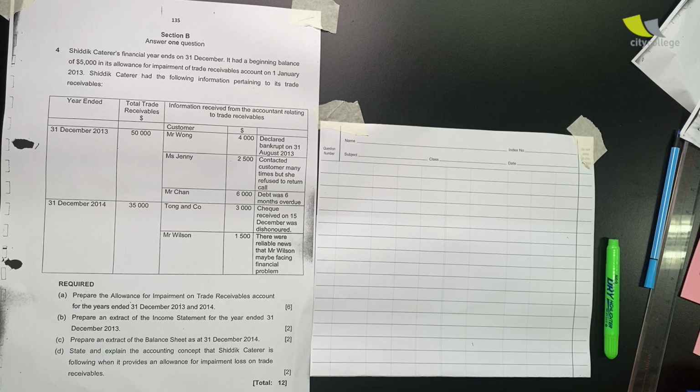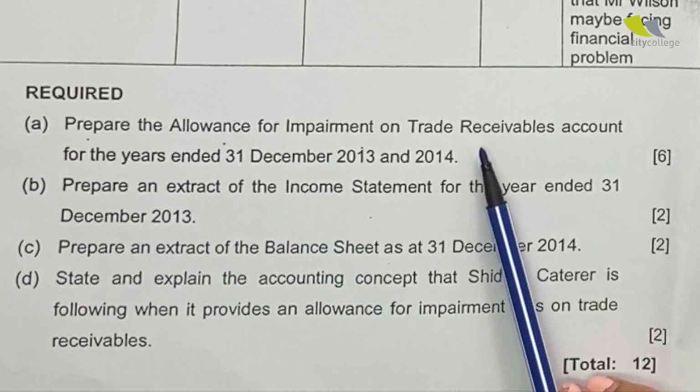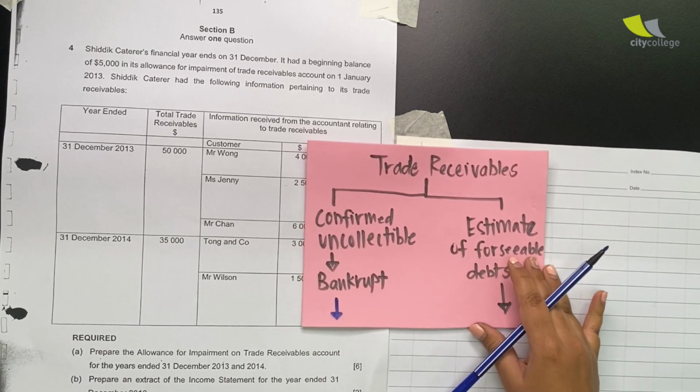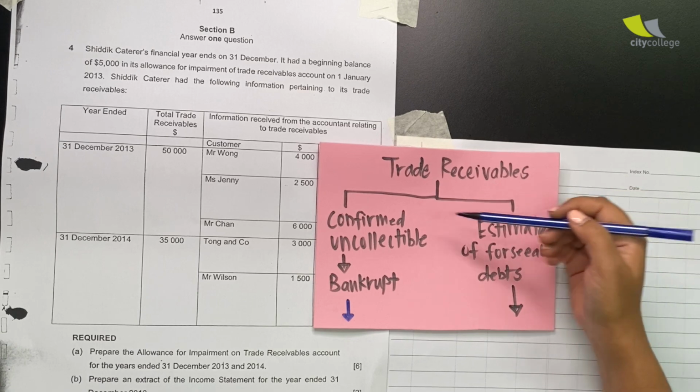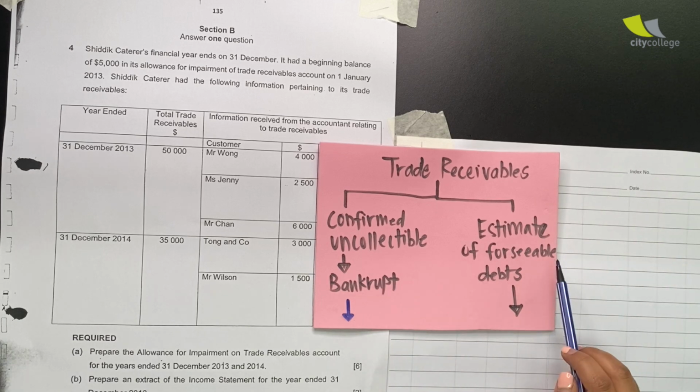Today, I'm going to show you how to deal with an O-level style question on the topic of allowance for impairment on trade receivables. Before that, let's refresh our memory on the context of this question, of this topic. Trade receivables refer to customers that owe a business money, but sometimes they may not have enough money to pay us back. When that happens, you can have two types of scenarios.